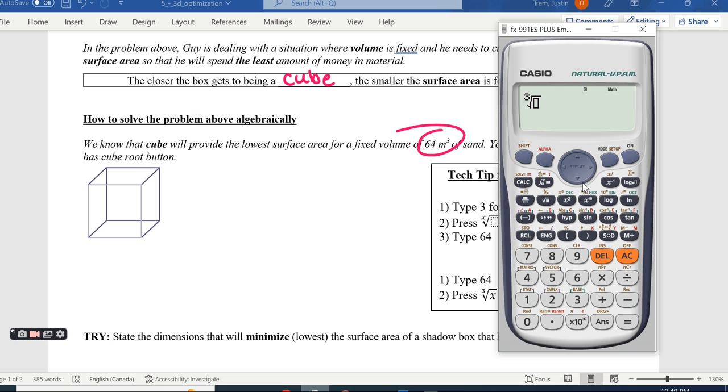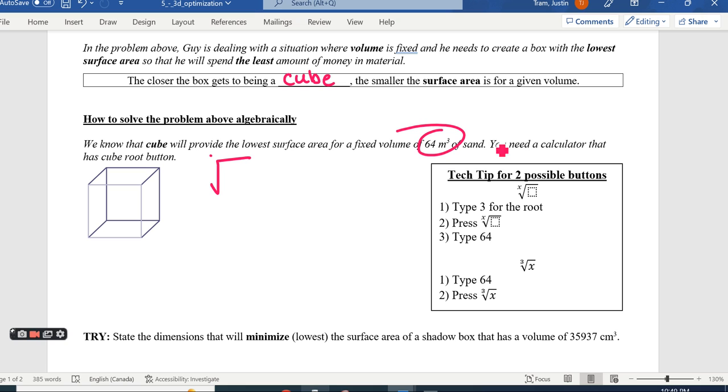Now, why do we need it? Because when we measure volume, we measure in cubic units, right? So we need to find a number that will multiply by itself 3 times to get to 64. So instead of sitting there using trial and error, all I need to do is cube root 64. So I'm going to cube root.